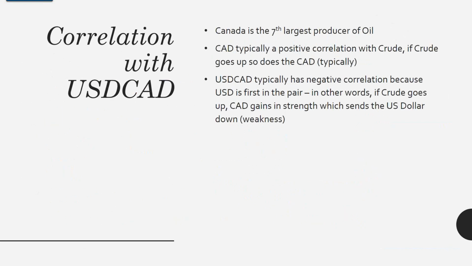Now, what a lot of traders don't realize is that the Canadian dollar typically has a positive correlation with crude. That means if crude goes up, the Canadian dollar normally will go up. The USCAD actually has a negative correlation in this scenario historically because the USD is the first symbol in the pair. So if crude goes up, the Canadian gains strength, which means the US dollar will be weak. So the USCAD would go down.